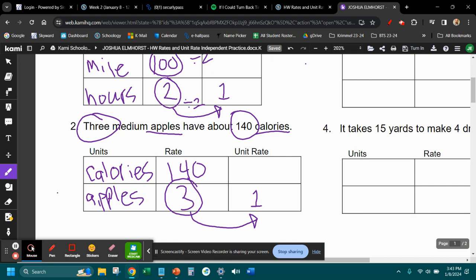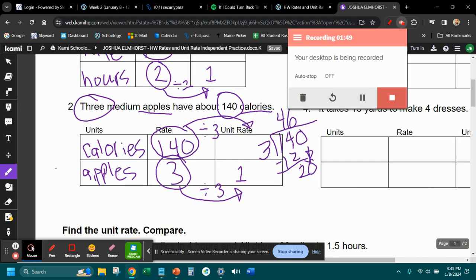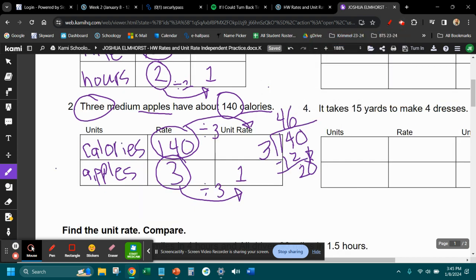Then we ask ourselves a factor question. How do we go from 3 down to 1? Divide by 3. So then we're going to use the same factor up here to keep our ratios equivalent. Go ahead and divide that out. Okay, all right, continue with the video here. 3 is going to go into 140 approximately 46 times with the remainder.